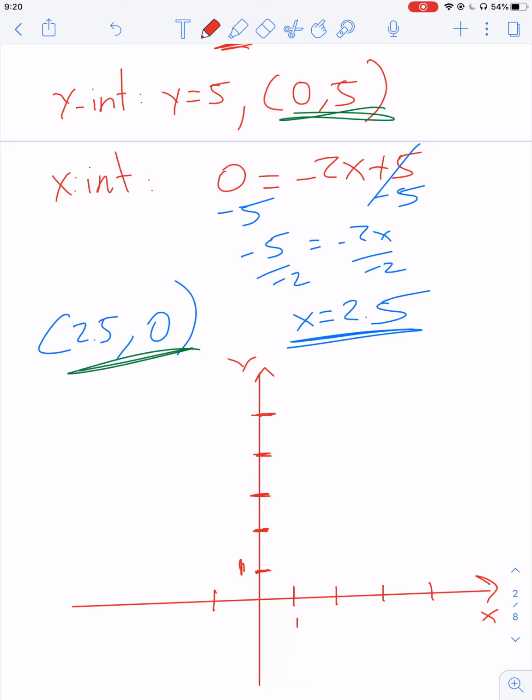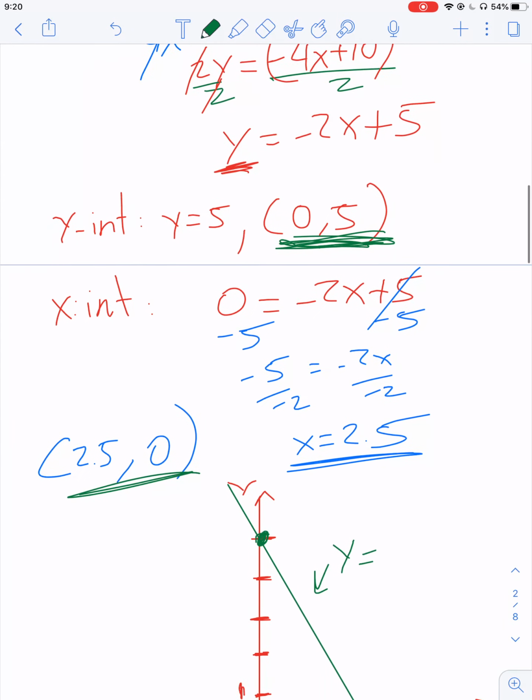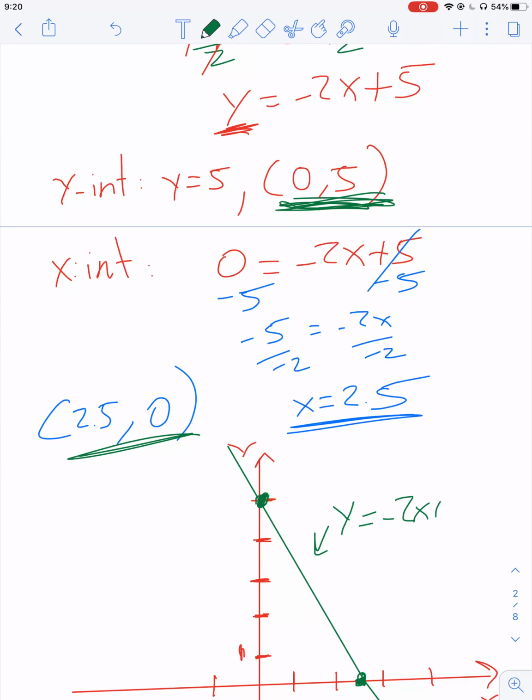So at 0, my function is at 5, and at 2.5, my function is at 0. This is 2, so 2.5 will be right in between. This is basically what my function looks like, and I'm just going to make sure that it crosses this dot, and then let's just extend this. So this is your function, y equals minus 2x plus 5. Not that difficult to graph this.